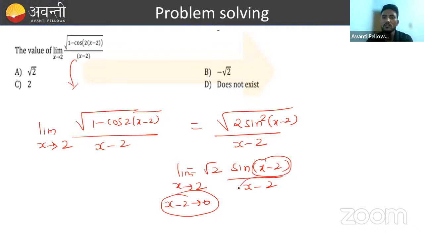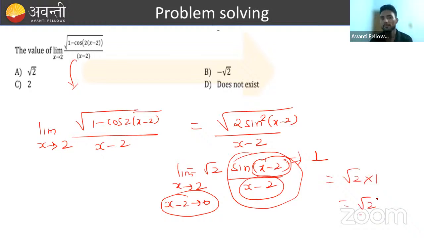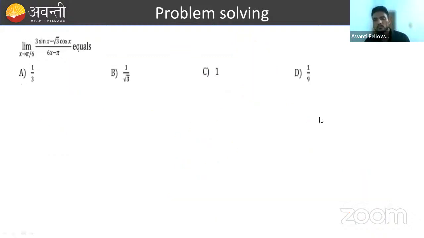So what is the answer? Root 2 into 1. So it is root 2 only. So no need to use the L-Hospital rule. We can directly find it. Okay. Or if you want to use the L-Hospital rule, you can do it also. But here we can simply use the trigonometric formula. We got the standard form, so no need to use the L-Hospital rule. Okay, so yeah, we will move to the next question.